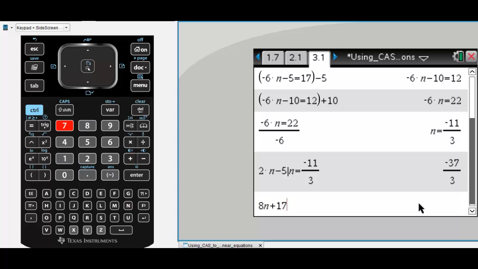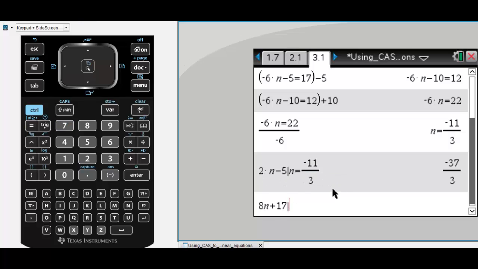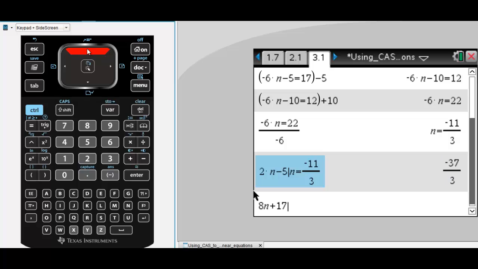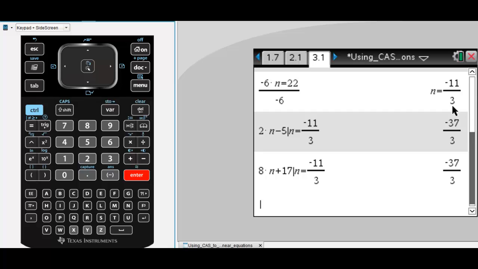Use the such that key. And again, go up and highlight the solution. Press enter to paste it down. And again, this says take the left side and evaluate it such that n is this number. And again, we've got an identity. So the solution is n equals negative 11/3 because I get negative 37/3 equals negative 37/3.